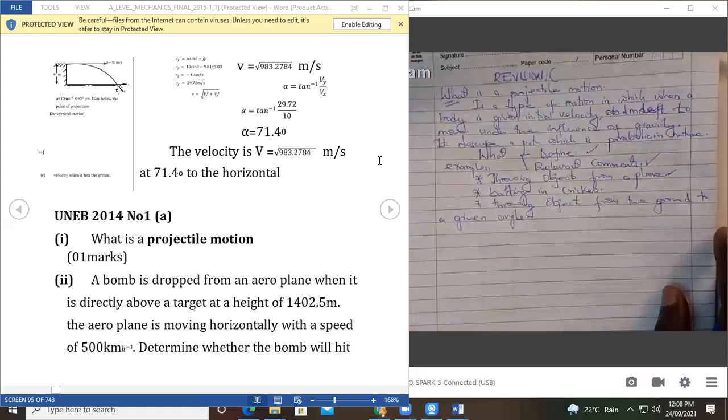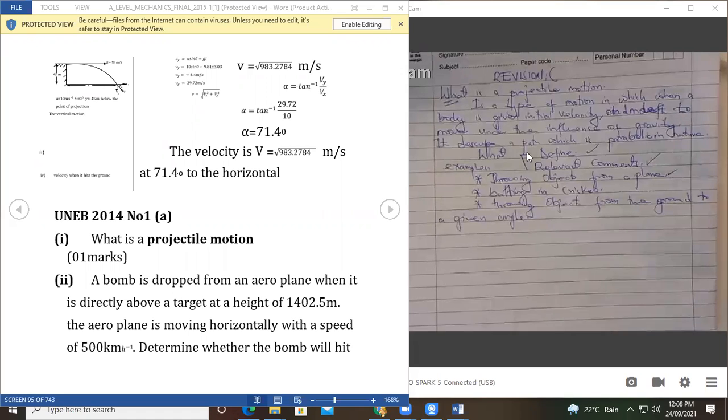And we look at some of the terms. Now let's look at this question in particular. So we have answered that question. Those are the relevant comments you give. Projectile motion is a type of motion in which when a body is given initial velocity and is left to move under the influence of gravity. Full stop. It describes a path which is parabolic in nature. Examples include throwing objects from an aeroplane, an object released from an aeroplane, batting in cricket, football, table tennis. Those are the relevant examples and comments you can add on.